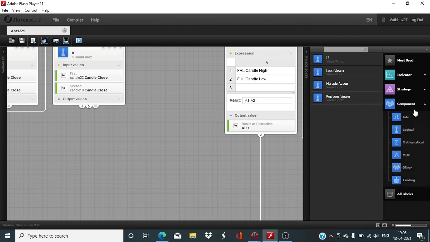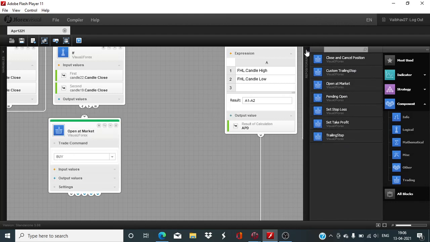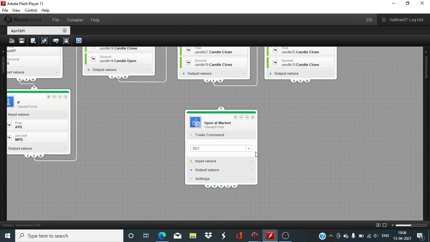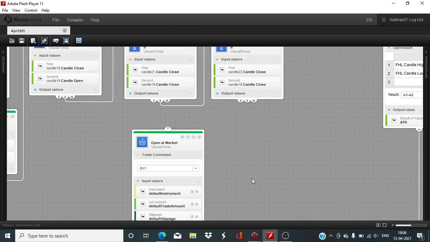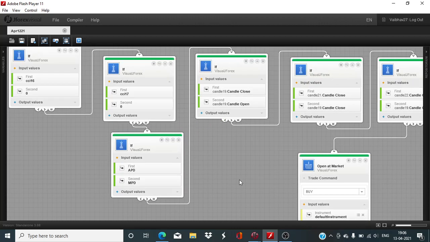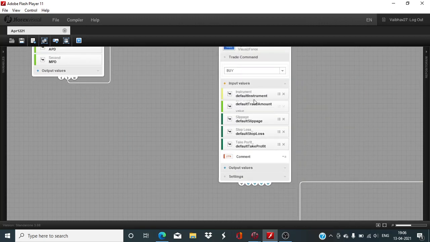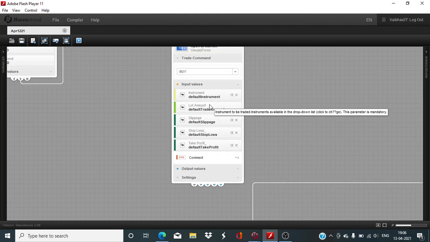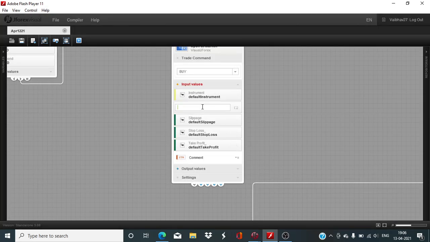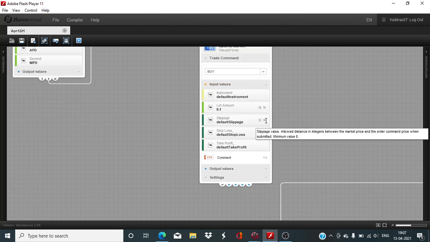Market open, open at market, first input less than second input. Okay, default instrument, it will remain as it is. Trade amount, I will change it to 0.1 million. Slippage, I think 2 pips slippage is good enough.